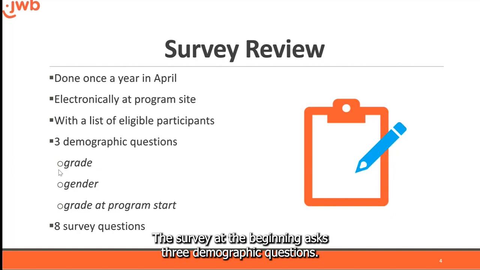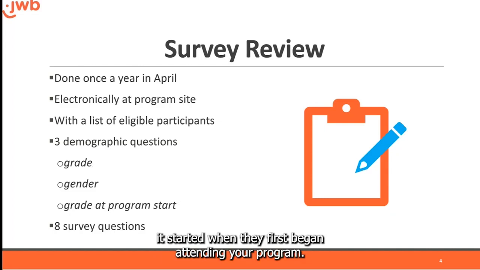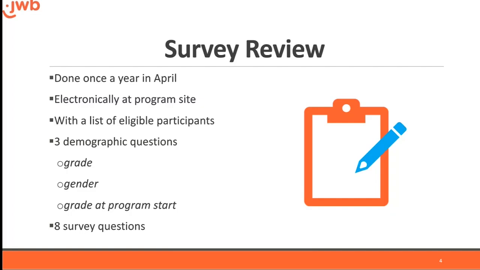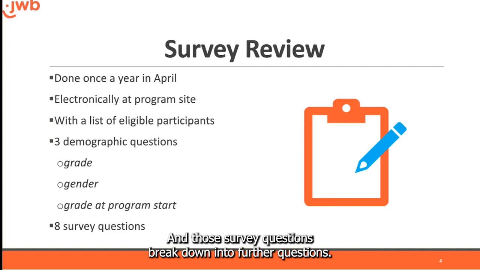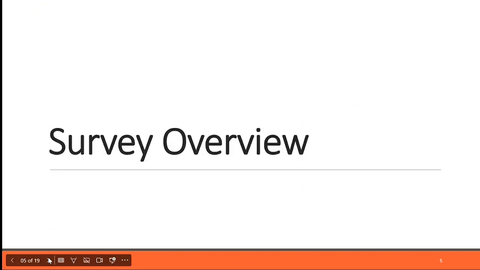The survey at the beginning asks 3 demographic questions: grade, gender, and the grade that the participants started when they first began attending your program. Then it goes into 8 survey questions, and those survey questions break down into further questions. And then we will get into more of the survey overview.